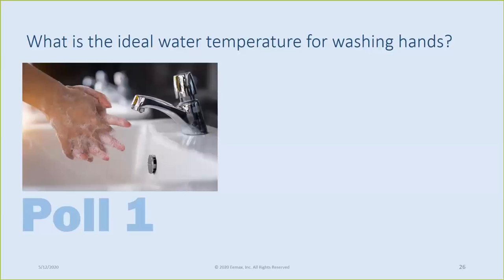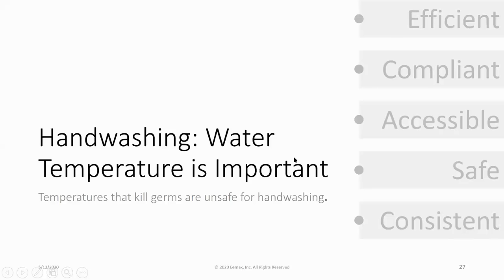All right, so 57% of the people said 104 is the ideal temperature. We got a couple at 90 degrees, 120 degrees, and some even said 135. So we got a pretty broad spectrum. With that said, we'll get into the presentation. Hopefully we'll learn what that ideal temperature is. Hand washing temperature is important, but I think we all know that the temperatures that can kill germs are completely unsafe for hand washing.